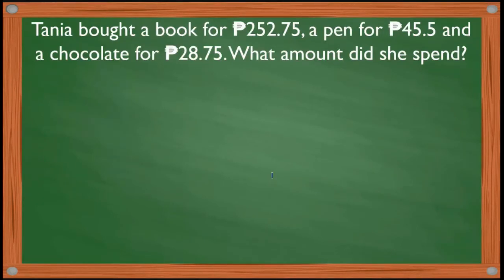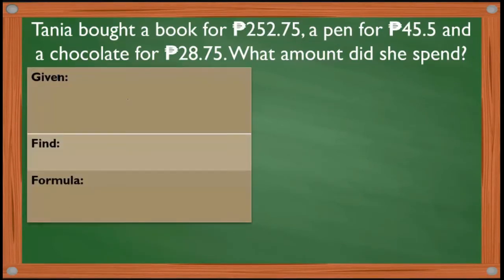Tanya bought a book for 252 and 75 cents and a pen for 45.50 cents and a chocolate for about 28 and 75 cents. The question is, how much did she spend? In solving a problem, what is the first step? Okay, given. So what is our given? Ano bang mga given dyan? Let's see. And then let's label it.